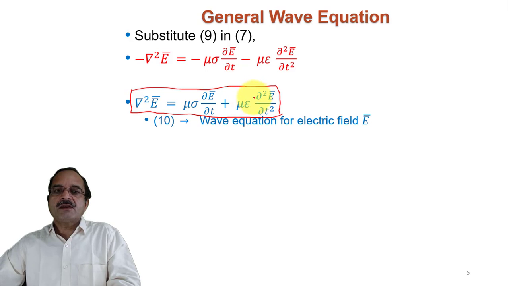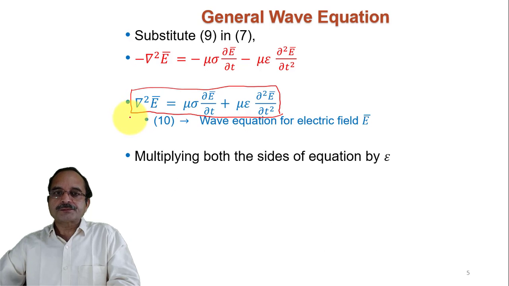So this equation number 10, on both sides we have now electric field. So this is similar to a second order differential equation for voltage. Now this particular equation, it is for electric field. So this is the wave equation for electric field E.